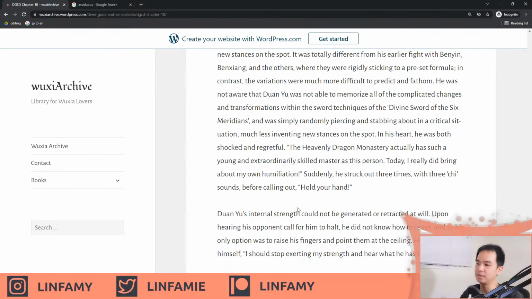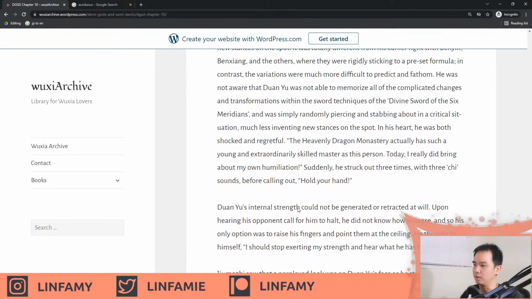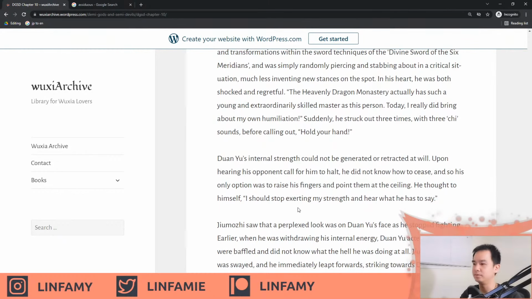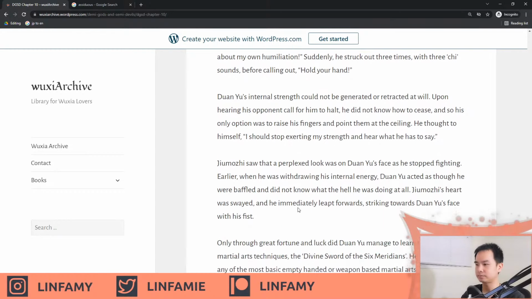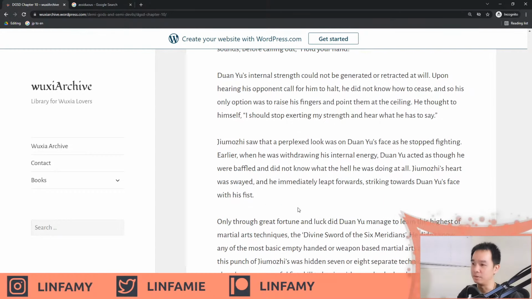Duan Yu's internal strength could not be generated or retracted at will. Upon hearing his opponent call for him to halt, he did not know how to cease, and so his only option was to raise his middle fingers and point them at the ceiling. He thought to himself, I should stop exerting my strength and hear what he has to say. Jiyomotsu saw that a perplexed look was on Duan Yu's face as he stopped fighting. Earlier, when he was withdrawing his internal energy, Duan Yu acted as though he were baffled and did not know what the hell he was doing at all.